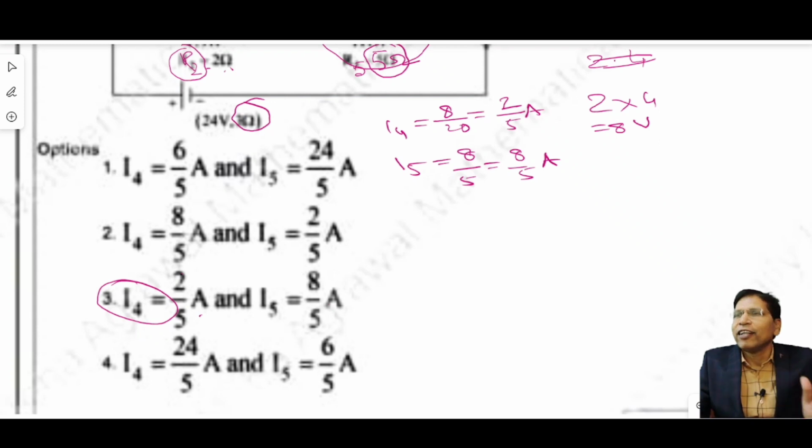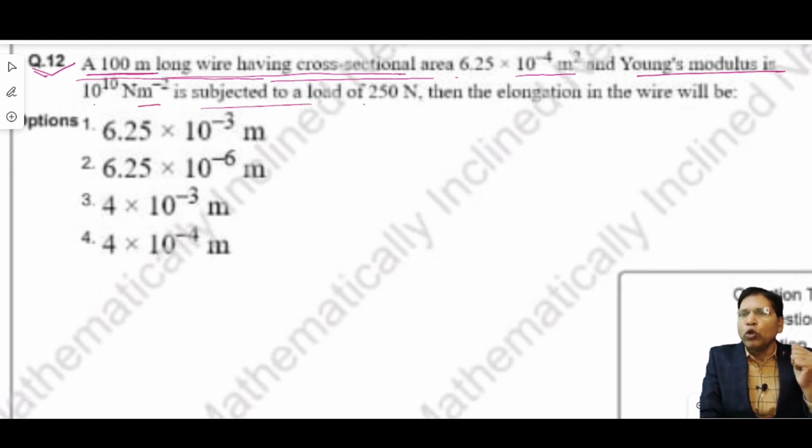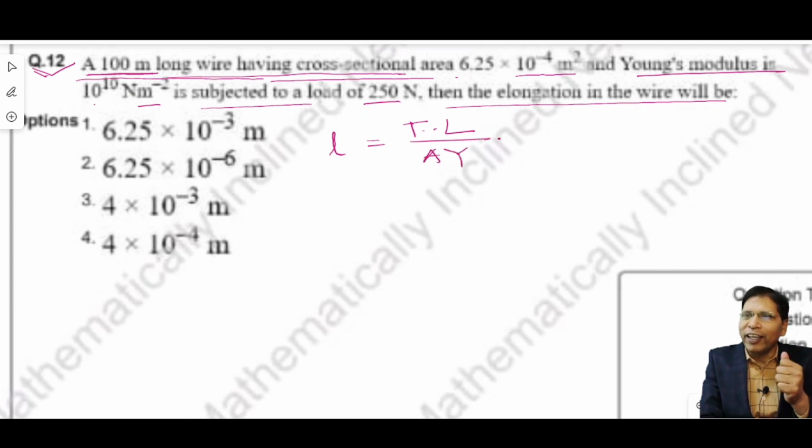Okay. Next. Now look at this, question number 12. A 100-meter long wire having a cross-sectional area of 6.25 into 10 to the power minus 4 meter square and Young modulus 10 to the power 10 Newton per meter square is subjected to a load of 250 Newton. Then the elongation of the wire will be... Look at this. The elongation of the wire, small l, equals force into length divided by A into Young modulus. Okay. Now look at this. Tension is 250 Newton. The length of the wire is 100 meter.